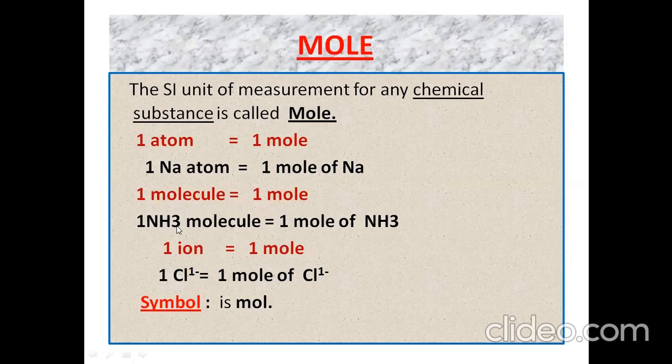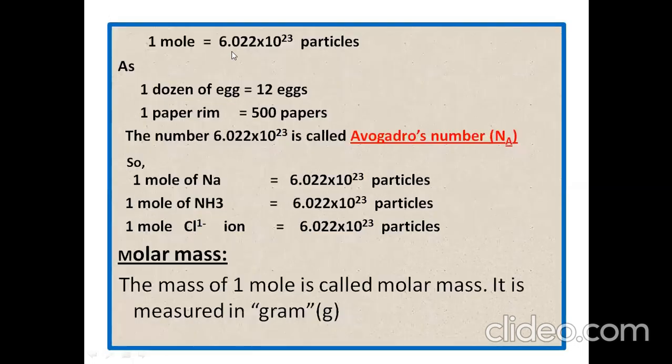Like one molecule of ammonia is equal to 1 mole of ammonia. If we have one ion, it is also equal to 1 mole, like one chloride ion is equal to 1 mole of chloride ion. Symbolically, mole is represented by mol. So 1 mole is equal to some specific number of particles.